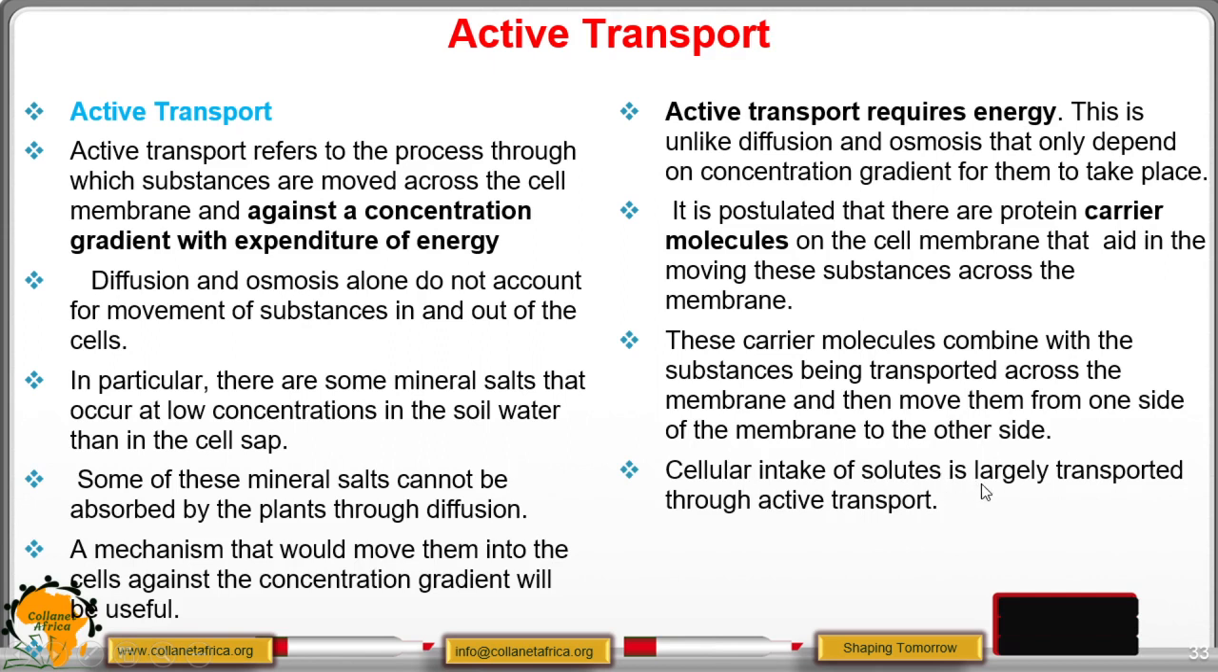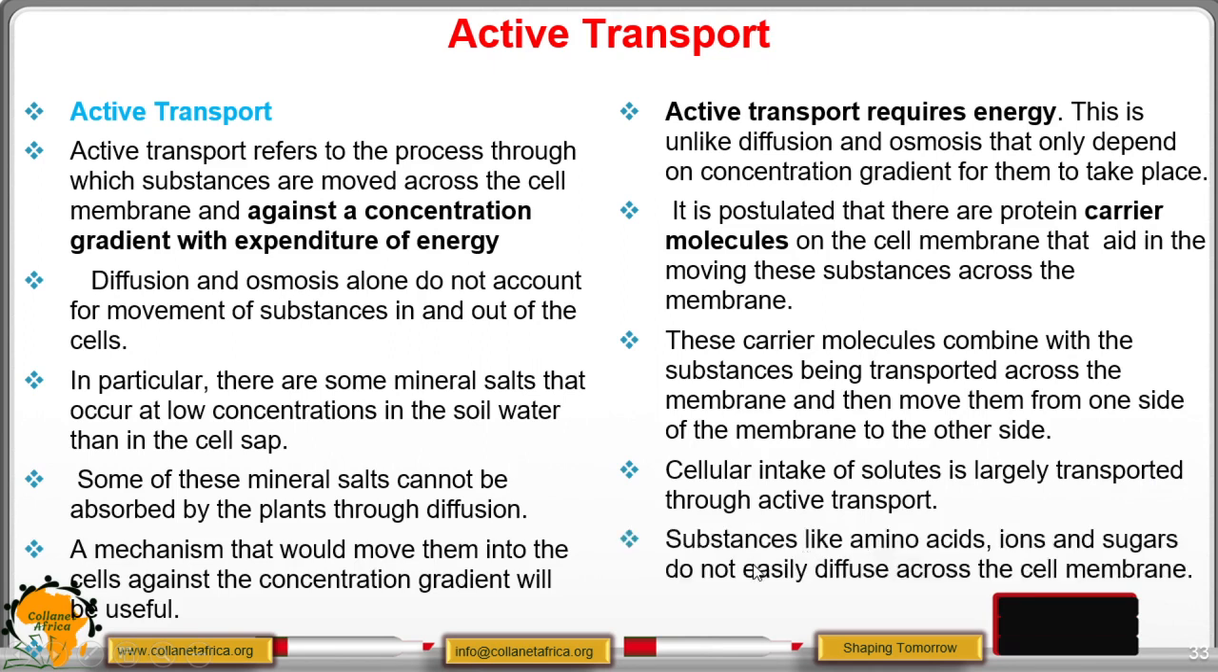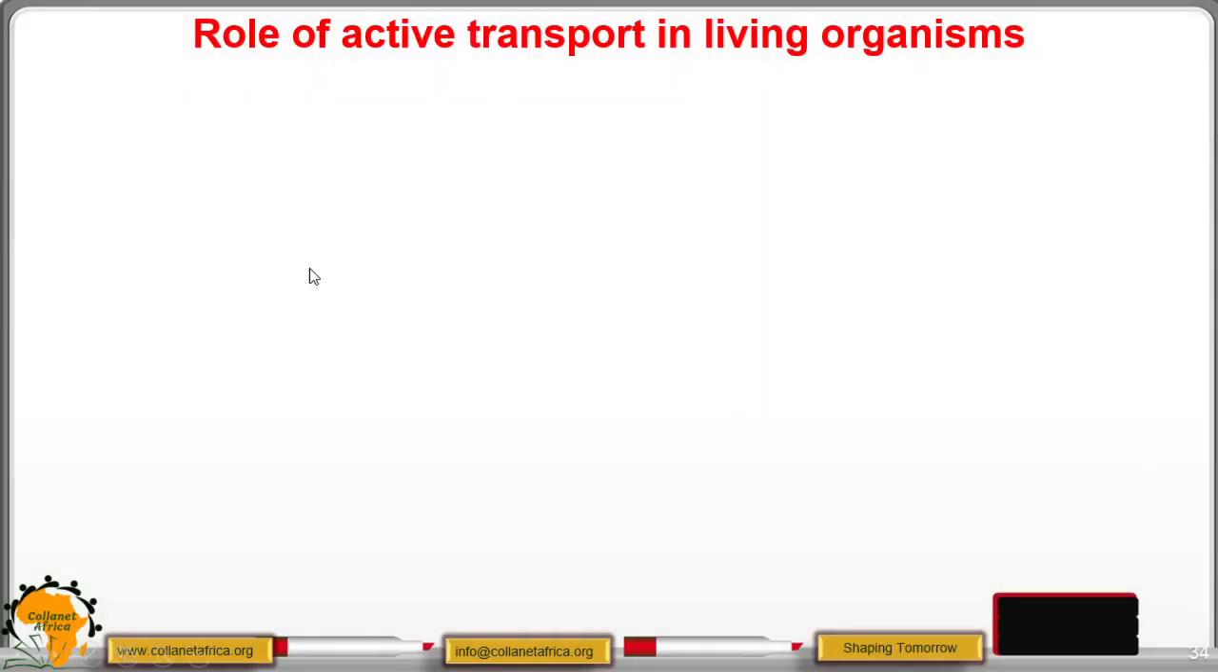Cellular intake of solutes is largely transported through active transport. Substances like amino acids, ions, and sugars do not easily diffuse across the cell membrane. So we are done with that lesson. We want to look at the role of active transport in living organisms.